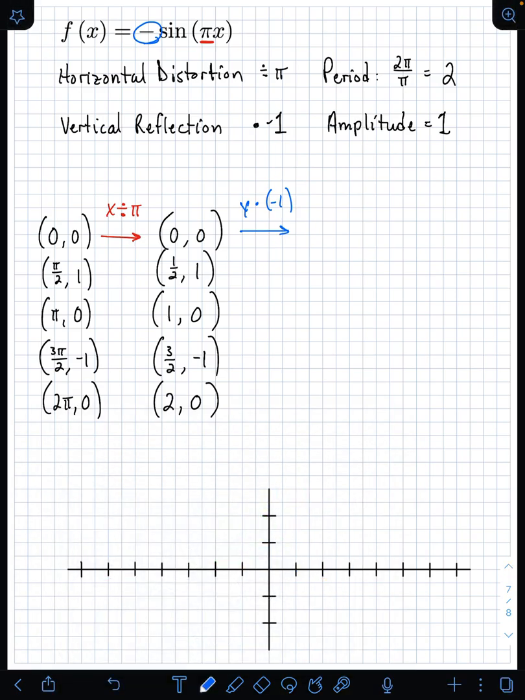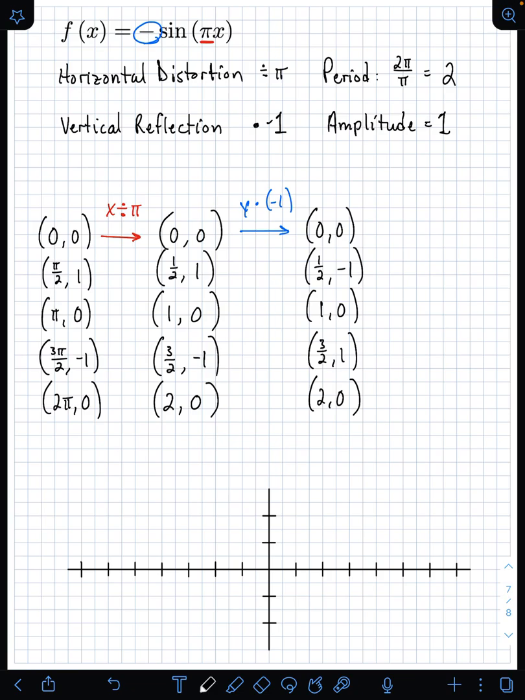And while we may start at the midline still, instead of going up, we're now going to go down first, then back to the midline, and now up, and then back to the midline to finish it out. So again, the amplitude is still 1. We still only go 1 space up and 1 space down, but we do it in the opposite order now.